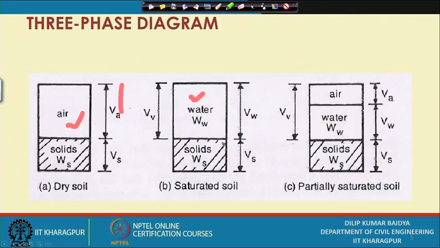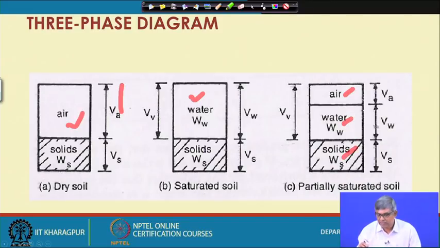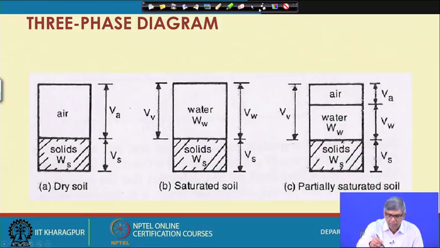Now, most soil will be there in a three-phase form, that means it will be partly occupied by air, partly occupied by water and partly occupied by solid, and they are given symbols like this: V is the total volume of void shown here. Out of the total void, the volume of air is given here, the volume of water is given here, and the volume of solid is given here, and this is the total volume V.